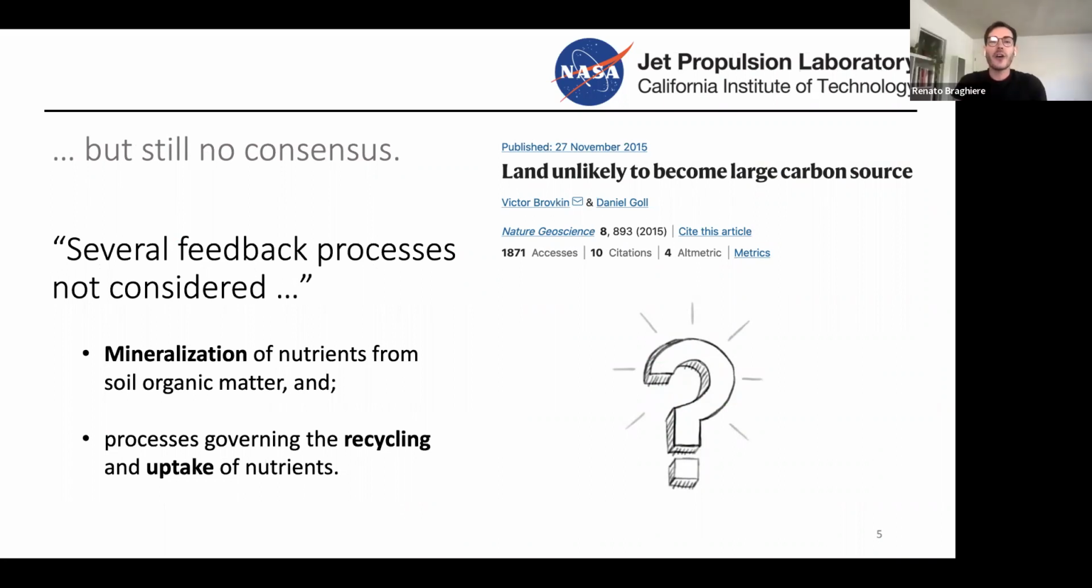Okay, all right. So after that paper was published in 2015, a group of researchers wrote a reply saying that the land is unlikely to become a large carbon source, mainly because there are several feedback processes that were not considered in the initial exercise, which used bookkeeping methods to calculate the amount of nitrogen and phosphorus readily available for plant uptake. And these feedback processes include mineralization of nutrients from soil organic matter and processes governing the recycling and uptake of nutrients. And so it is still an open question.